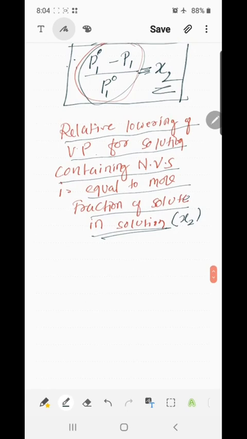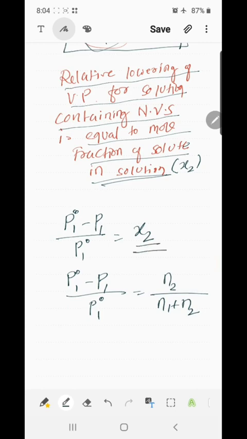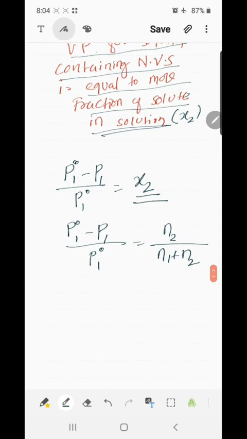So class, let us see how we can find molar mass of solute using Raoult's law. We have just seen (P01 minus P1) upon P01 is equal to x2. x2 can be written as N2 upon N1 plus N2. Mole fraction of solute is equal to number of moles of solute divided by total number of moles of solution.